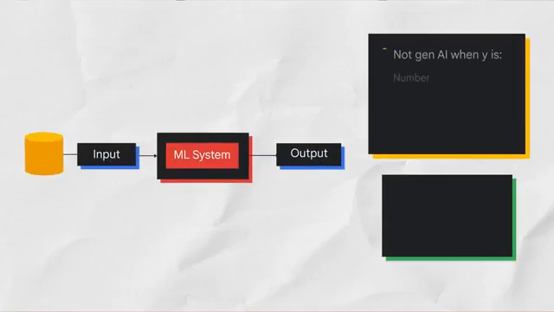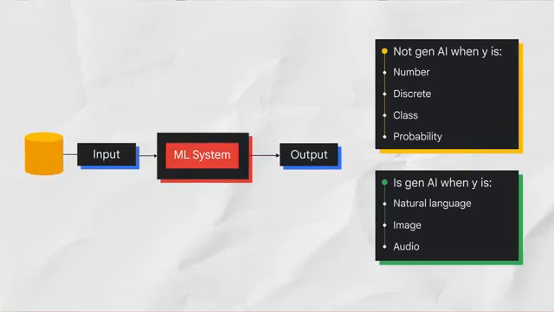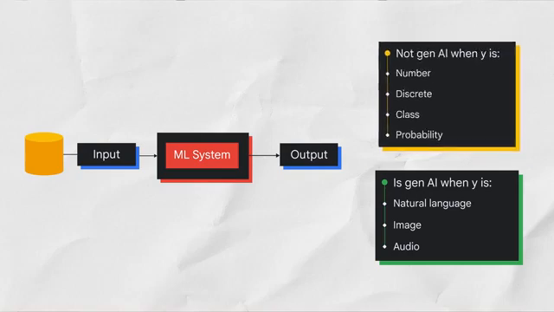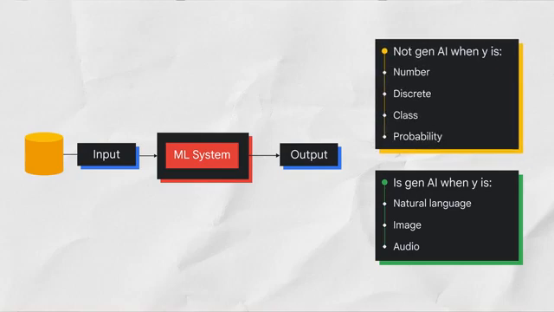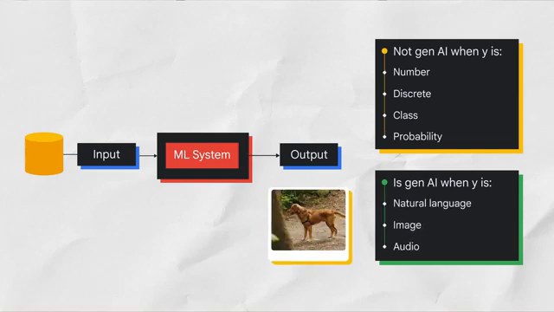So, what if someone challenges you to a game of, is it Gen AI or not? I've got your back. This illustration shows a good way to distinguish between what is Gen AI and what is not. It is not Gen AI when the output, or Y, or label, is a number or a class. For example, spam or not spam, or a probability. It is Gen AI when the output is natural language, like speech or text, audio, or an image like Fred from before, for example.